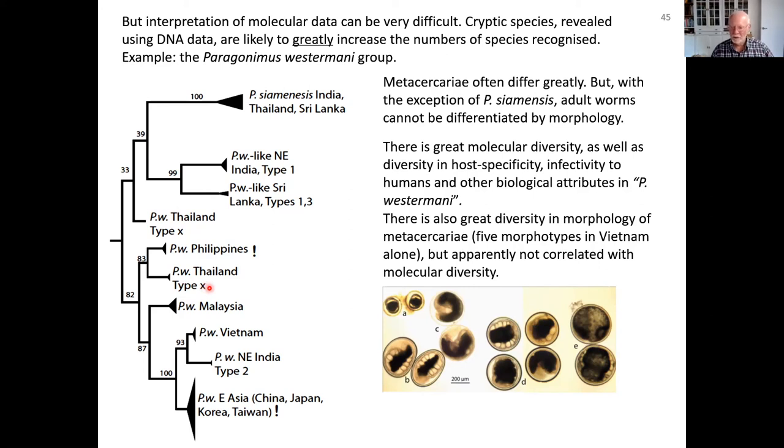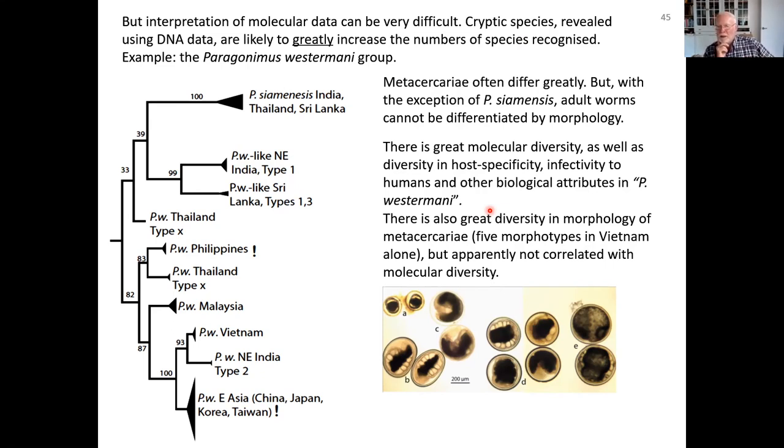What is going on? Now, we could discuss this for a long time, but it may well turn out that some of these should be regarded as cryptic, there's the word there, hidden species. Species which cannot be recognized by morphology. But when we start analyzing molecular data in addition to morphology, we say, oh, these are distinct. We should call them a different name. So this kind of situation keeps occurring when we start introducing molecular analysis to the study of parasites.